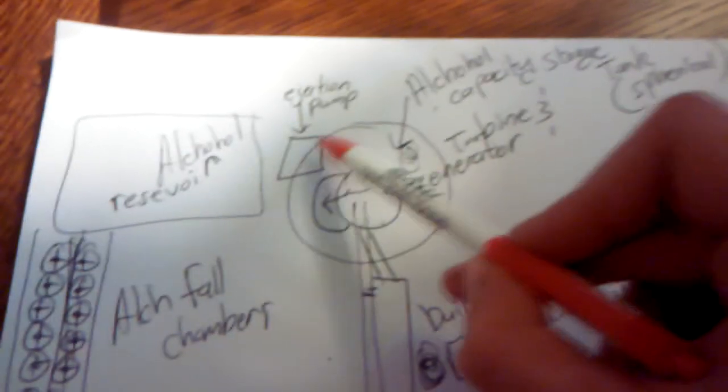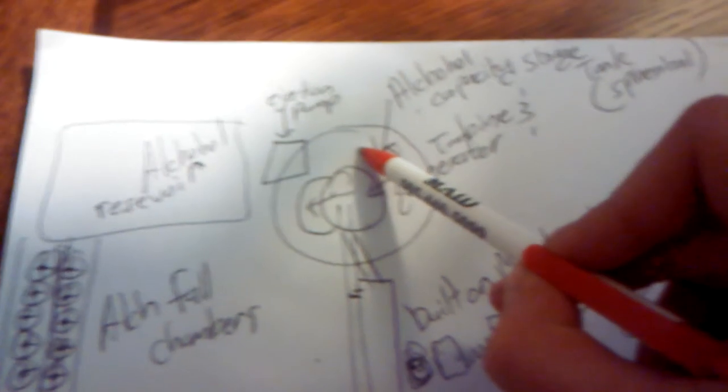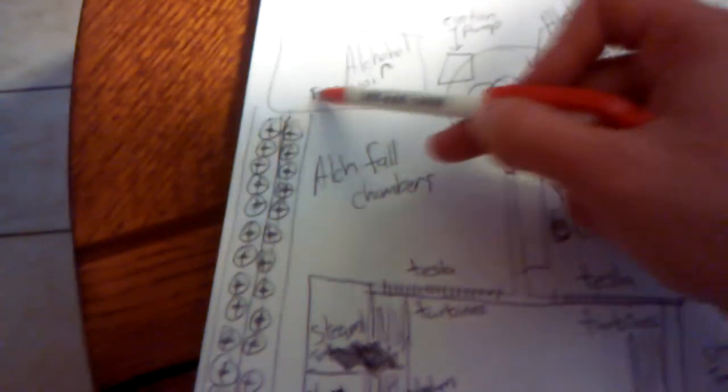Your ejection pump ejects the alcohol in the capacity storage tank into the alcohol reservoir, and then the pendulum returns for another swing as the alcohol reservoir empties its alcohol into the alcohol fall chambers. Remember, these circles are generators, and the pluses on the circles are the water wheels that turn the generators. And this is in total 700 miles, which is 1,400 miles in total.